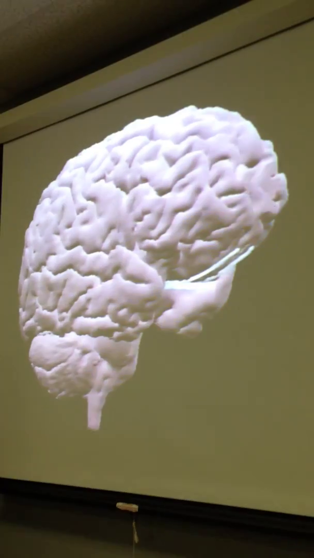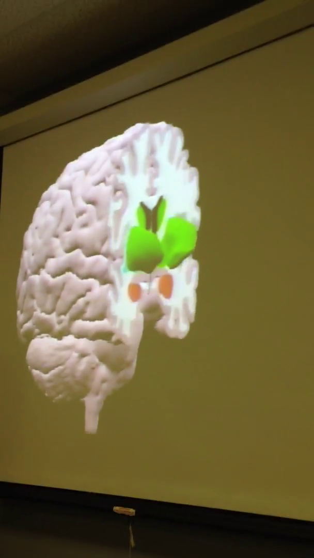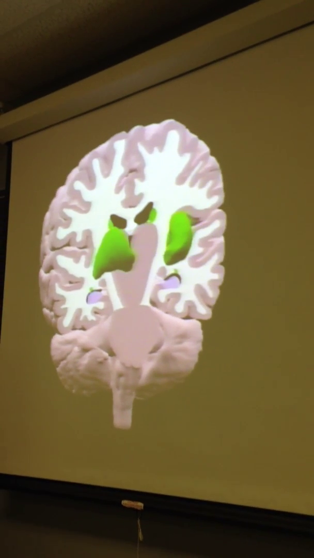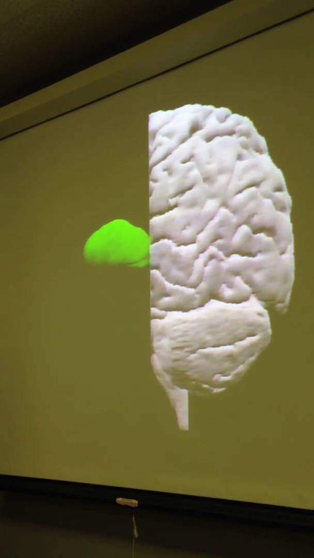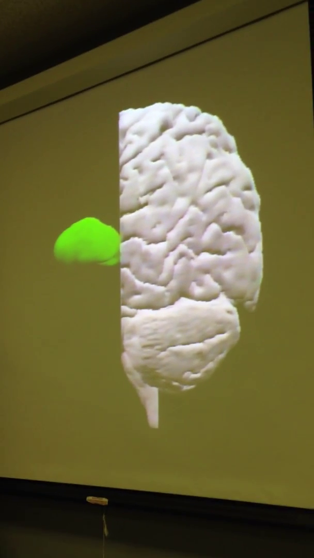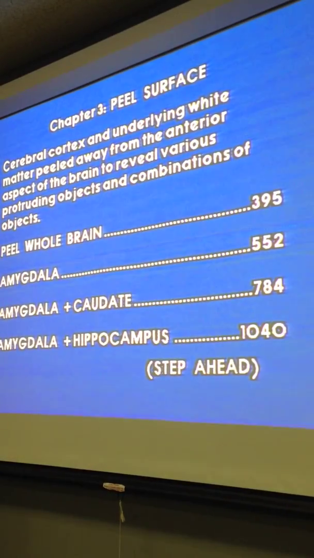What looks like a manatee? The lateral ventricle. Here comes putamen. There's putamen. What's the pink thing?